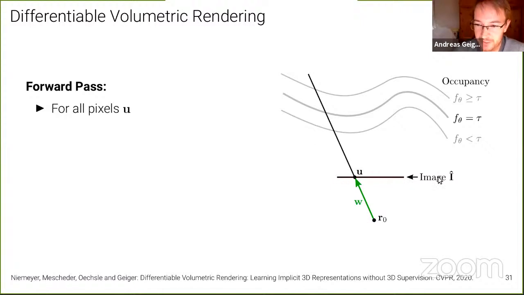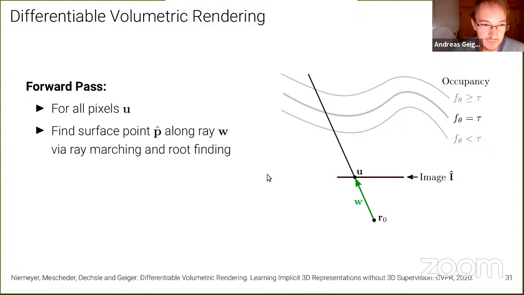Here we see an image plane. We have the camera center. We have a ray w that connects the camera center and a particular pixel u for which we want to retrieve the color. And what I've shown here in gray is a visualization of the occupancy network where this thick line represents the surface. This is basically the level set where we assume the threshold maybe is 0.5, where we decide between inside and outside, right? So this is basically the surface.